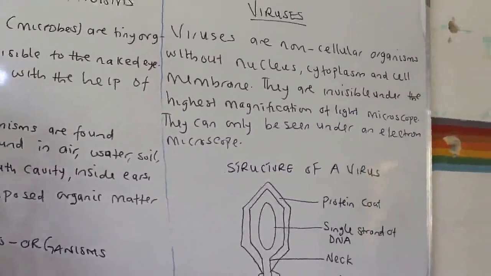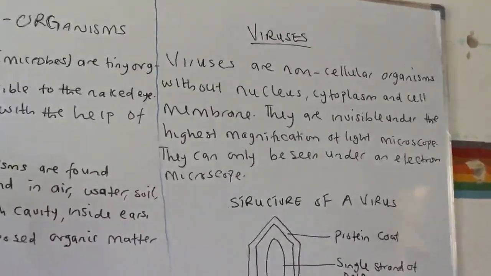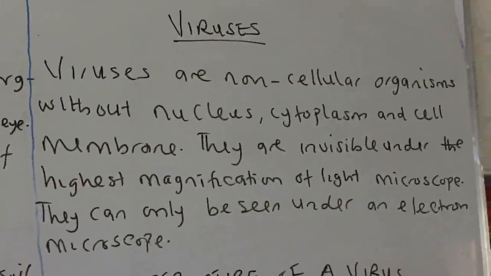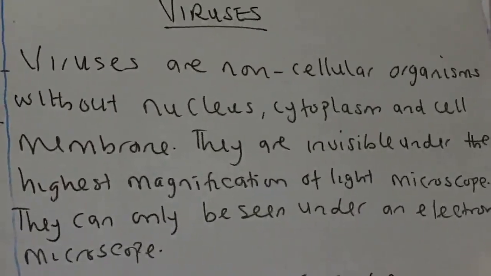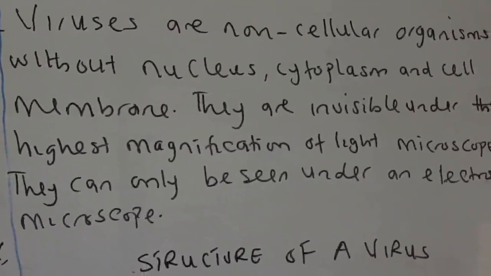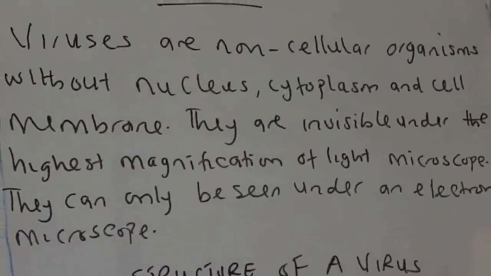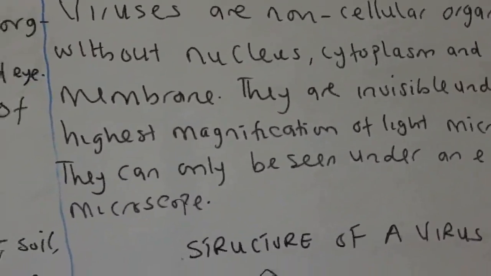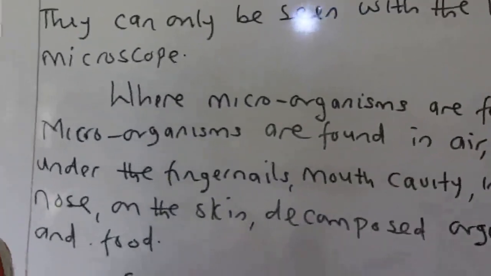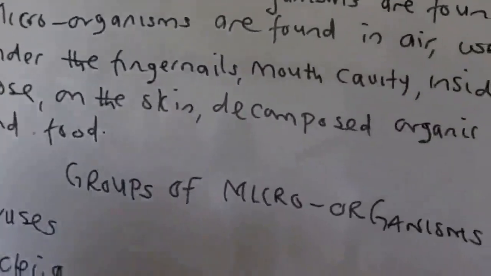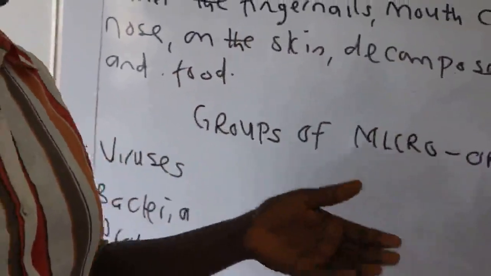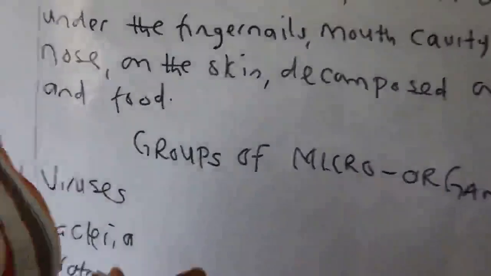Because they don't have cells, they lack components of cells like the nucleus, cytoplasm, cell membrane, and other components of the cell. So they depend on the cell of their host to be active and to be alive. We also find that viruses are the tiniest group of microorganisms, only seen under an electron microscope. You hardly or rarely can view them with the aid of a light microscope because of their sizes.